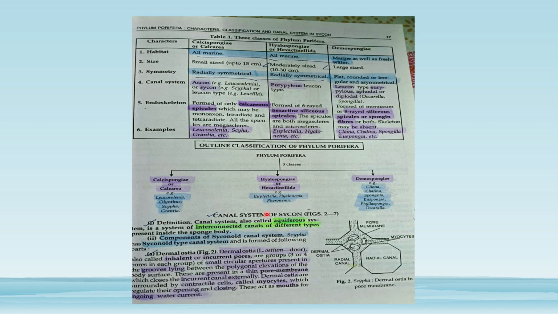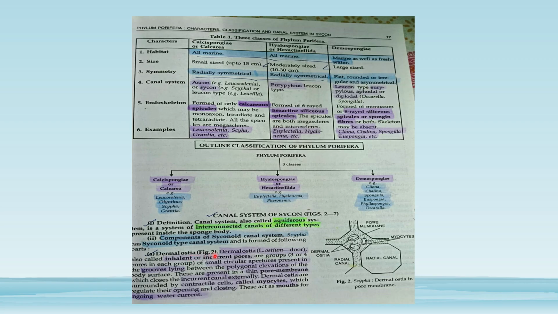Now, let's move to the canal system. Here is a good diagram of the canal system. You can draw it in your notebooks. Okay, this is very important, canal system. Definition: the canal system, also called the aquiferous system, is a system of interconnected canals of different types present inside the sponge body. Components of the Sycon canal system: Scypha has a Sycon canal system and it is formed of the following parts.